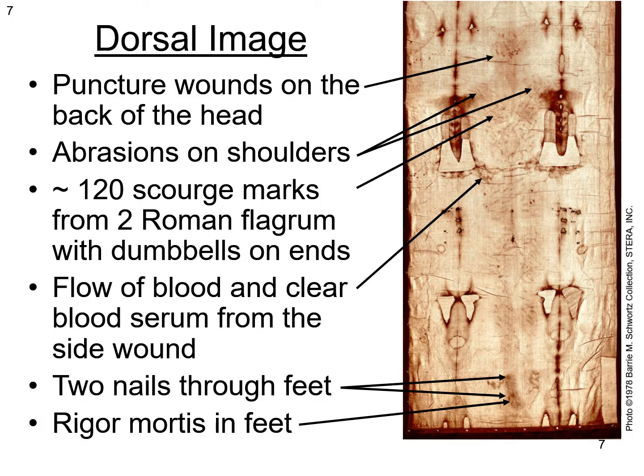The dorsal or back image on the shroud shows puncture wounds on the back of the head, abrasions on both shoulders, apparently from carrying a rough, heavy object, scourge marks with 3 dumbbell-shaped weights on the ends of leather straps on each flagrum, blood from the side wound that flowed across the small of the back, nails through the feet, and the shape of the feet indicating the presence of rigor mortis. This indicates he was dead long enough on the cross for rigor mortis to set in. Notice there is no indication either leg was broken, and there is no evidence of body decay on the shroud.